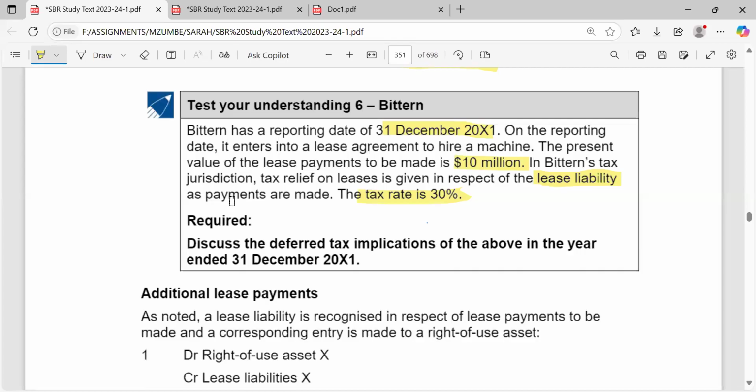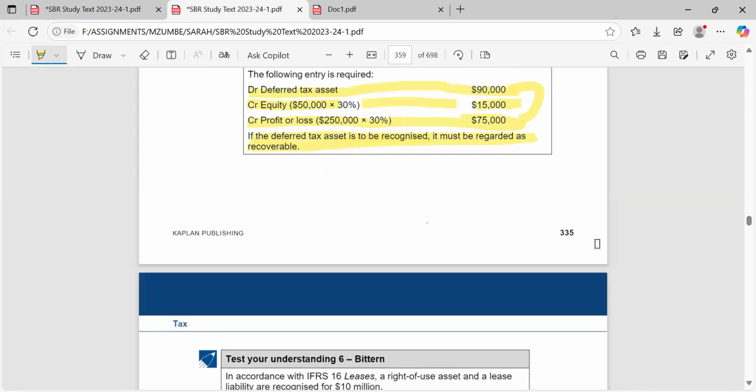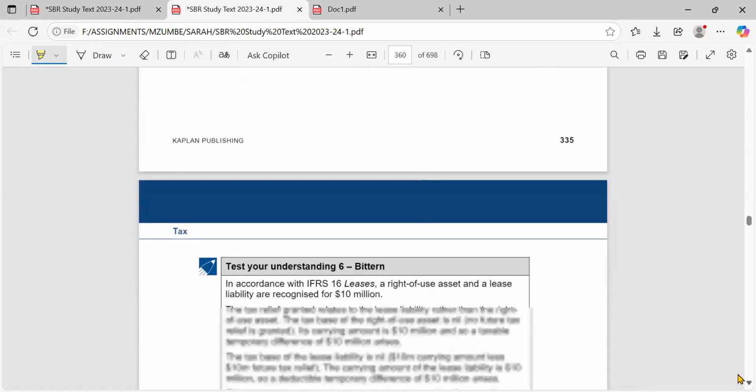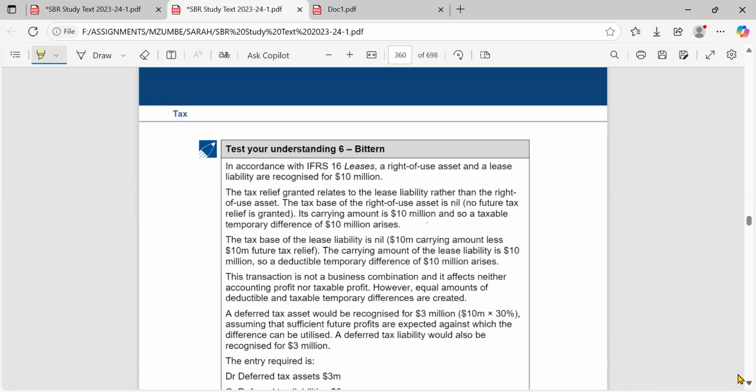All right, we are told to discuss the deferred tax implications of the above in the year ended 31st December 20x1. On the reporting date, it entered into a lease agreement, right? So this is test your understanding number 6. You go on and put your entries there and everything would go on, right? So initially when we start recognizing, we are told that we had the present value of lease payments at $10 million, right?